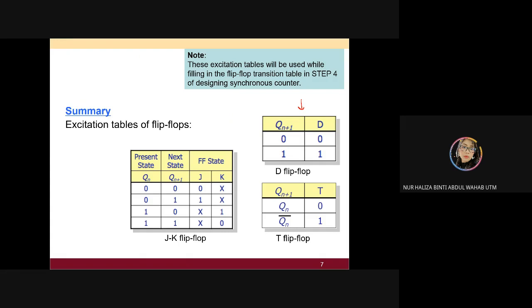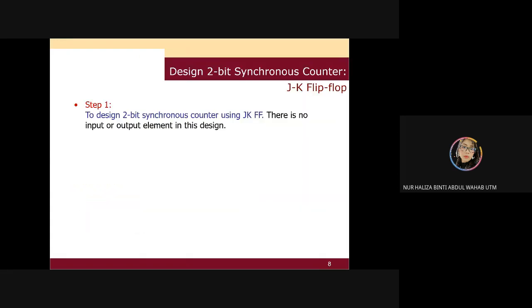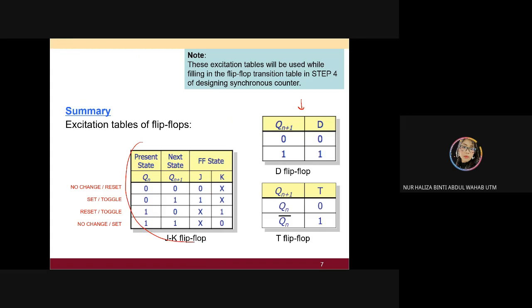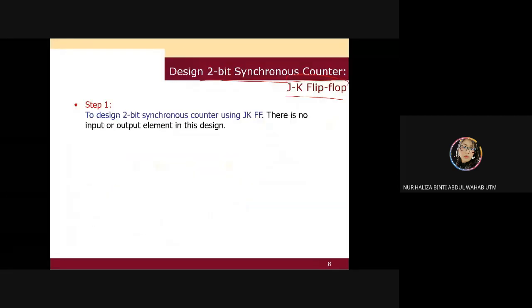Okay, because there are two questions, it's okay, we're going to discuss together after this. Okay, we go directly to design a 2-bit synchronous counter for JK flip-flop. This is referring to this table. Okay, going to follow step by step. Step 1, to design a 2-bit synchronous counter using JK flip-flop. So there is no input or output element in this design.